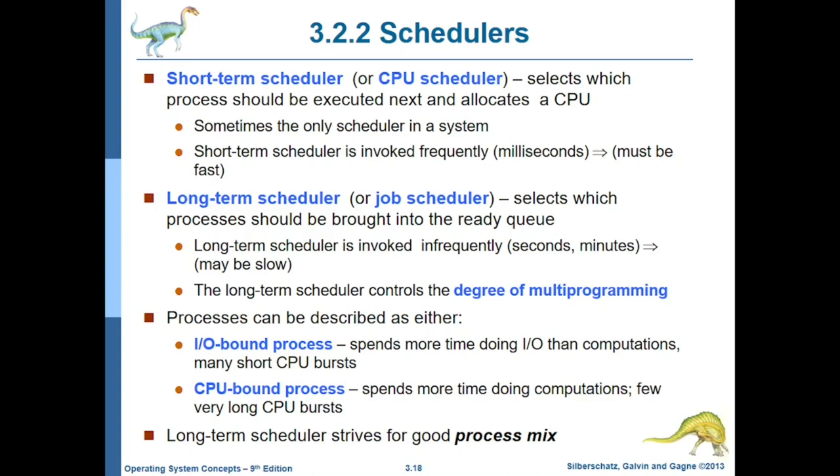The long-term scheduler controls the degree of multi-programming in the system. Multi-programming is the ability of the operating system to run multiple processes concurrently on one or more CPUs. The more processes are in the ready queue, the higher the degree of multi-programming. However, having too many processes in the ready queue can also cause problems such as increased overhead, contention, and starvation.